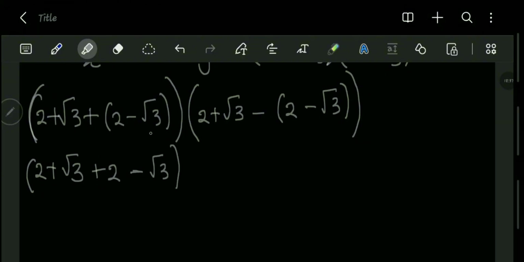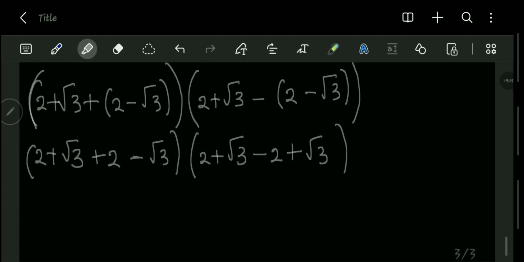I'm done expanding this. Then for this one, you see that there's no bracket again here, right? So we have 2 plus √3. Now minus times 2 is minus 2. And minus times minus gives me plus. I would have made a mistake here if there was no bracket. I would have assumed here would be minus, whereas it was supposed to be plus. So minus times 2 gives me minus 2, and minus times minus gives me plus. Then I have my √3.